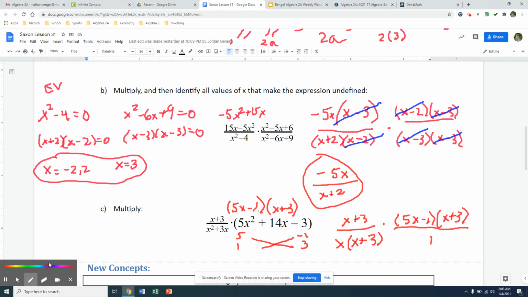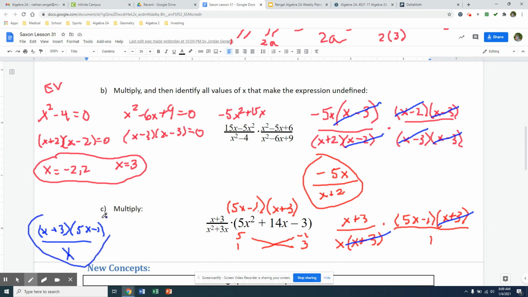Now from there, I look, I've got x plus 3 up here. I've got an x plus 3 down here. Nothing else in common. So I'm going to go over here to write my answer. I'll put it in blue. It's going to be x plus 3 times 5x minus 1 all over x. So there's no anything in common for that x to simplify with. And there it is. So there would be my final simplified answer.